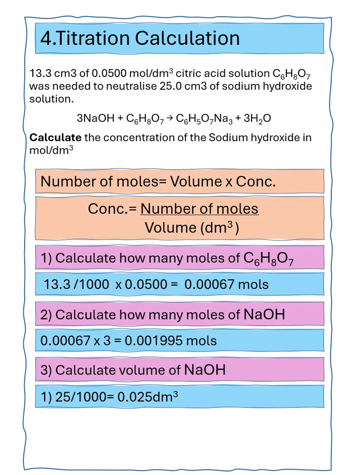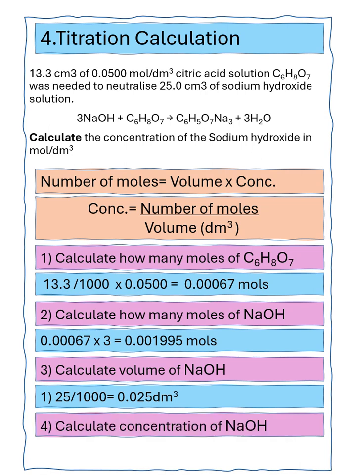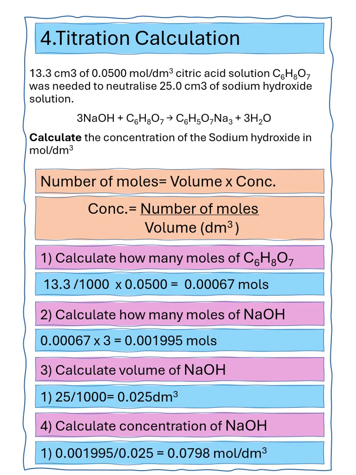We've now got the number of moles and the volume. Therefore, we can use the second equation to work out the concentration. So the concentration of sodium hydroxide is number of moles, which is 0.001995, divided by the volume, which is 0.025, to give us a concentration of 0.0798 moles per decimeters cubed.